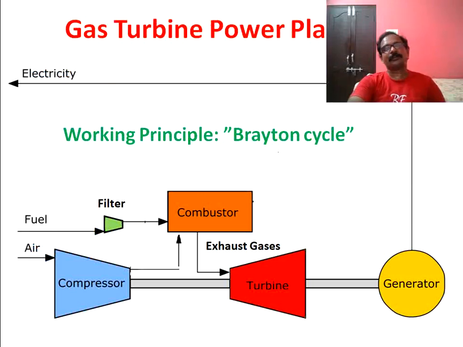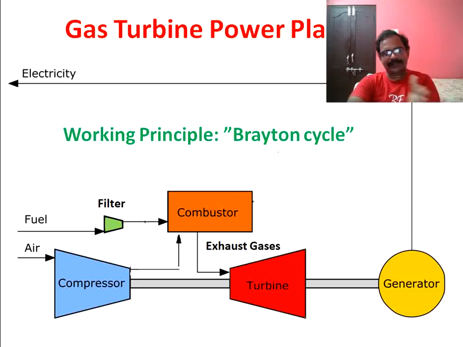And the last type of power plant is based on a gas turbine power plant. Now let's talk about what a gas turbine power plant is. The thermal power plant works on a principle called the Rankine cycle, whereas the gas turbine power plant works on a principle called the Brayton cycle. This Brayton cycle consists of a combustor, nothing but a combustion chamber, into which we pass the fuel, that is either coal, oil or natural gas, anything.